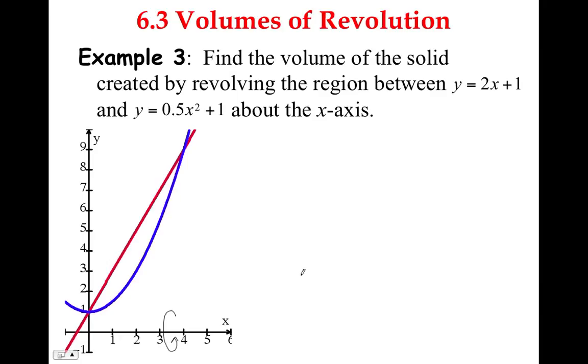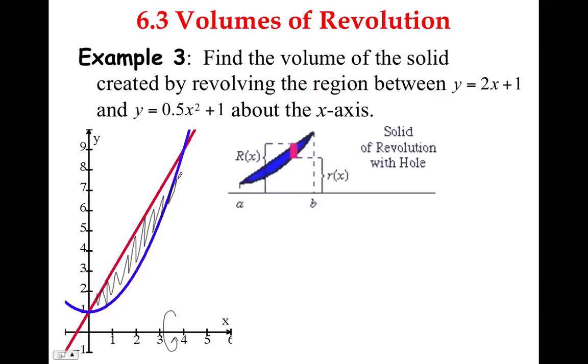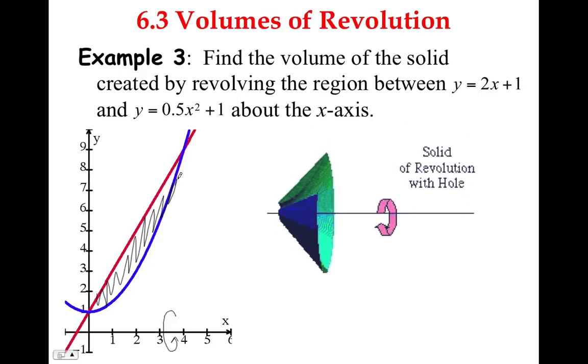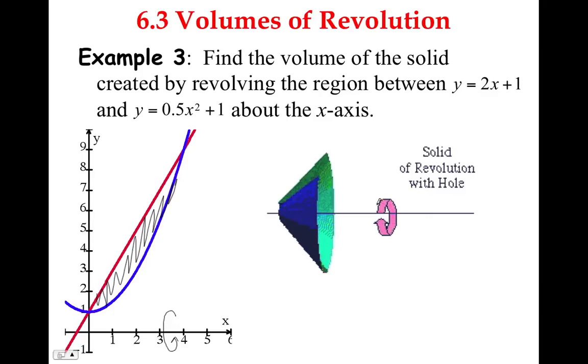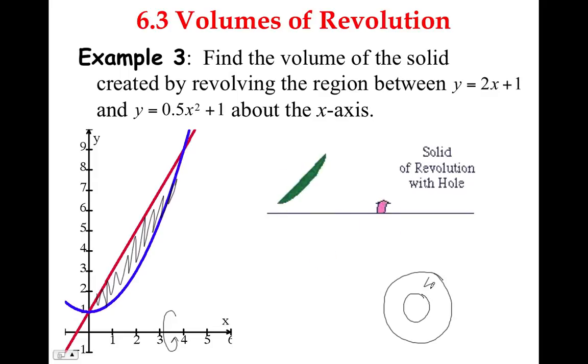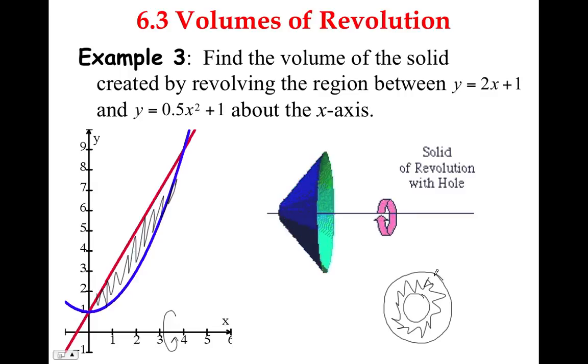Now with this one, you can tell that there's going to be some space in the middle. When I rotate this region around, there's going to be a hole in the middle, which means the cross sections are not disks, they're washers. And so we have this inner radius and we have this outer radius that we need to take care of.